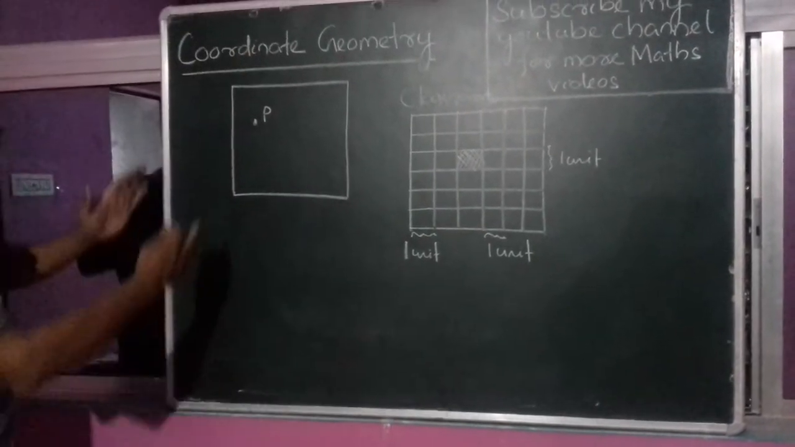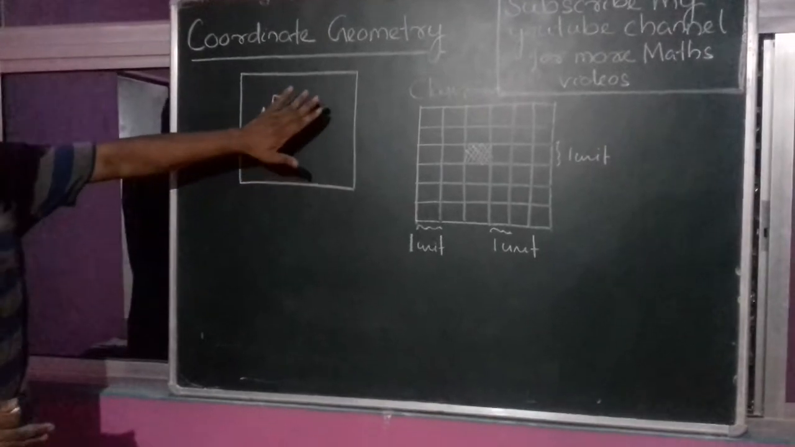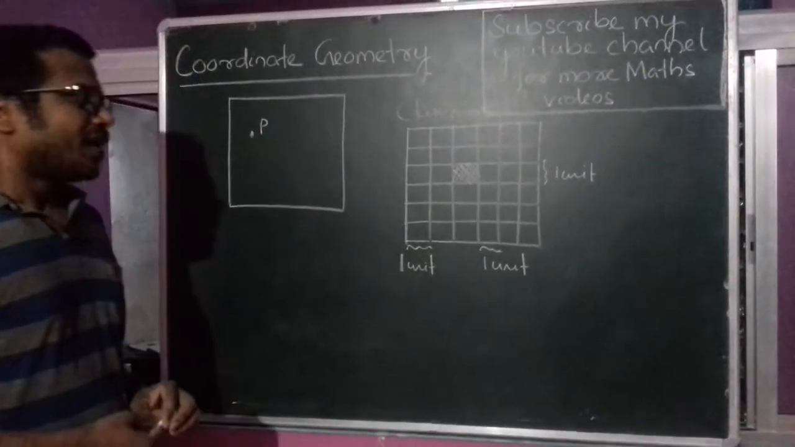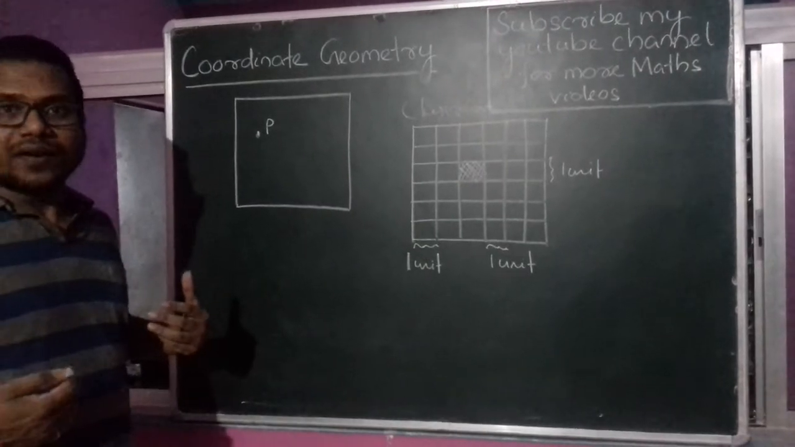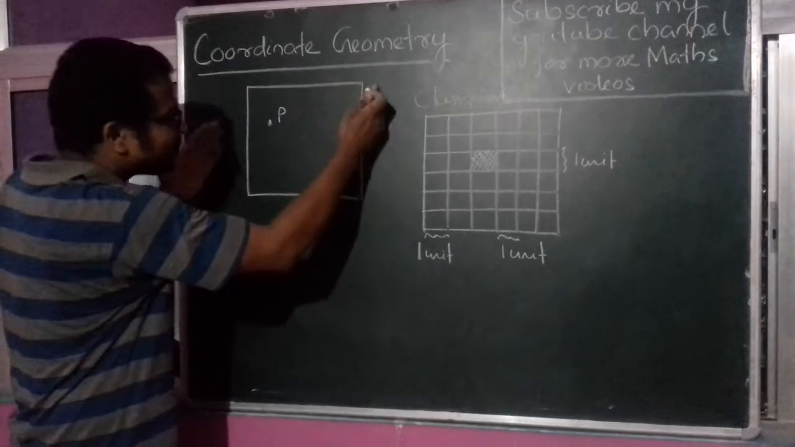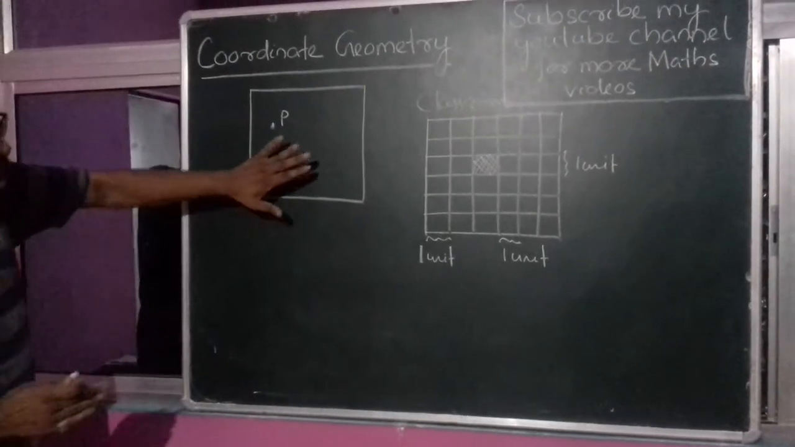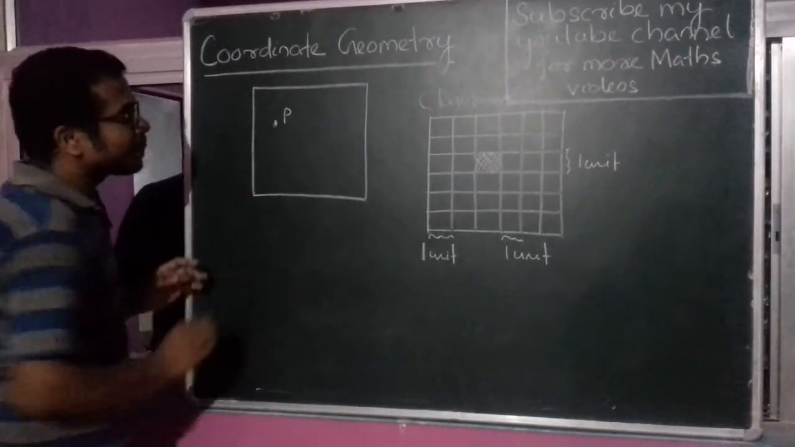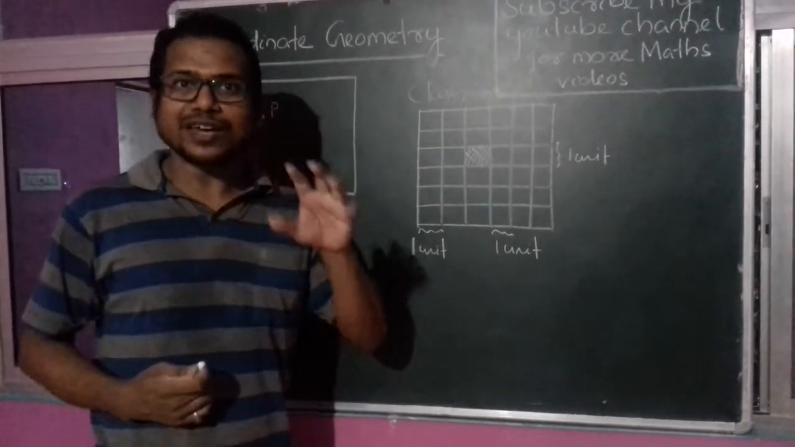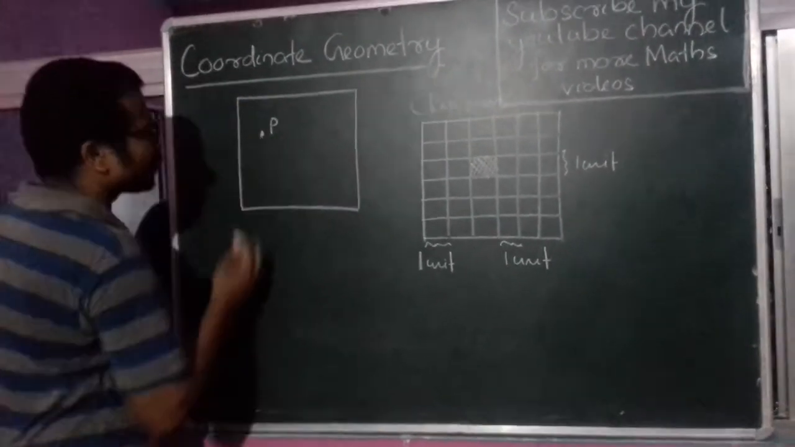Okay students, so let's start this chapter, coordinate geometry, one of the most important chapters of mathematics. We can go into the chapter with the concept that you see this is a plane, and in this plane this is a point P. If I ask you how you can locate the point P on this plane, what will you tell?